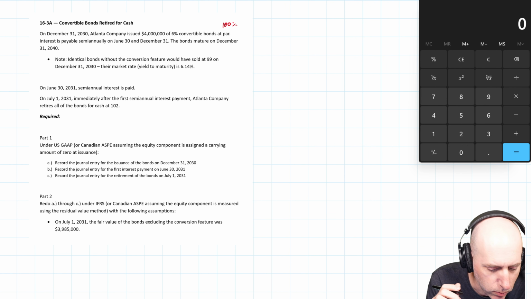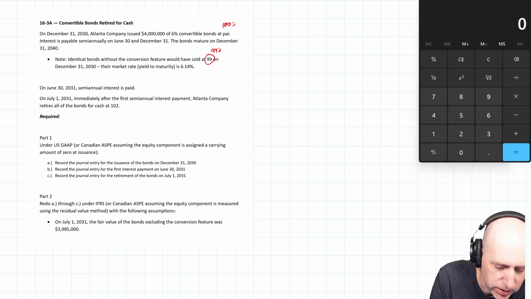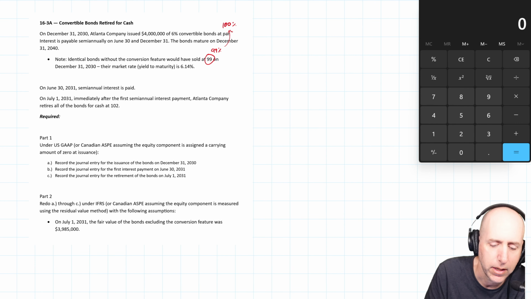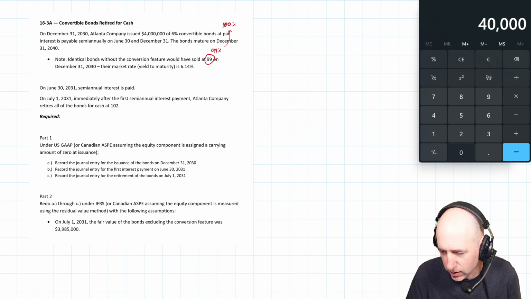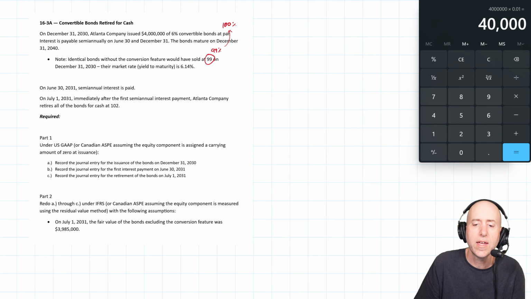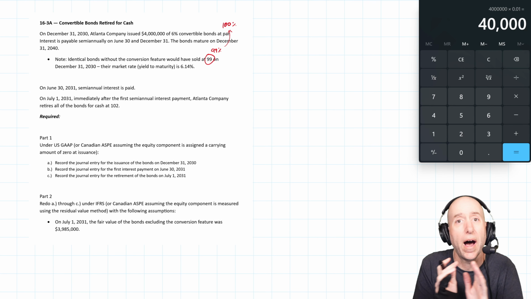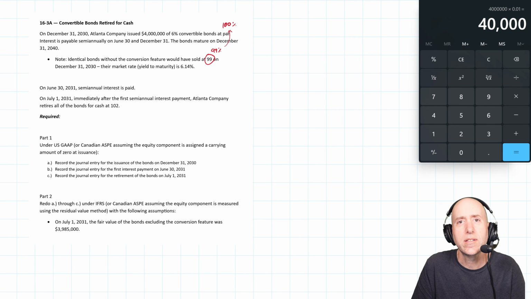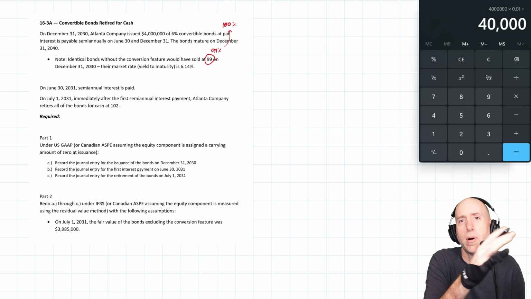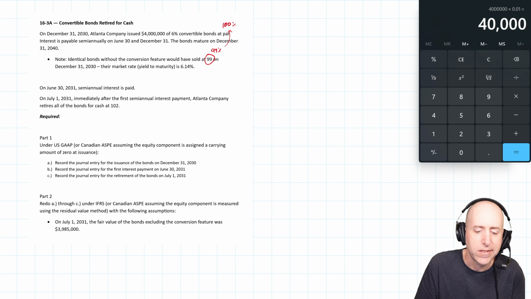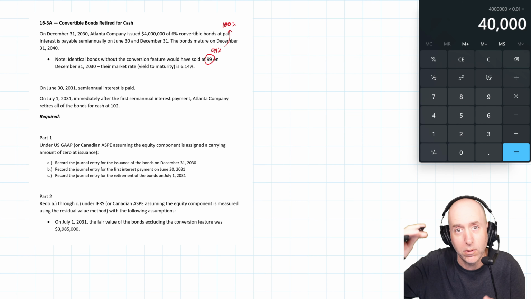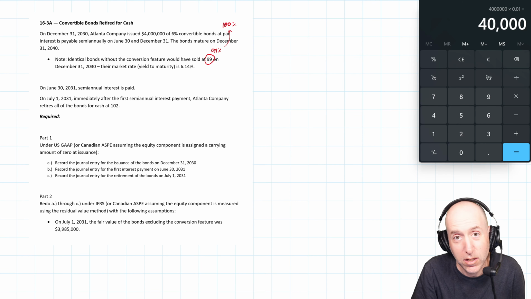Note, identical bonds without the conversion feature would have sold at 99% of the asking price, and the yield to maturity there is 6.14%. Now, this 1% difference, $4 million times 0.01, this $40,000 difference is a key difference between IFRS and US GAAP. US GAAP says the debt is the debt. Worry about the conversion when they convert. IFRS says that 1% difference, that $40,000 that we're willing to pay for the conversion feature, that's equity, and we need to treat it as equity.